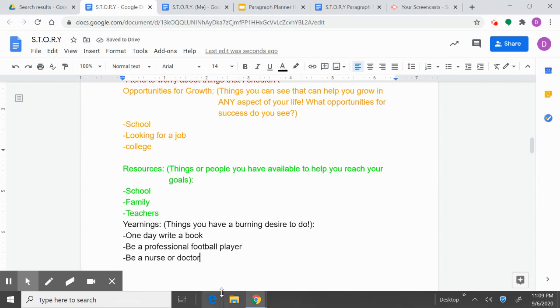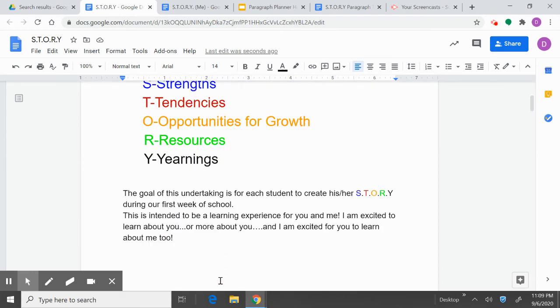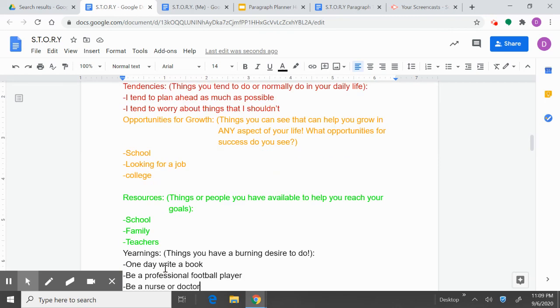So that is your goal today, is to complete this document. Mainly, you're going to be completing the listing of all your strengths, your tendencies, your opportunities for growth, your resources, and your yearnings, because you're going to be using them to create some writing over the next couple days. So please do complete that today.